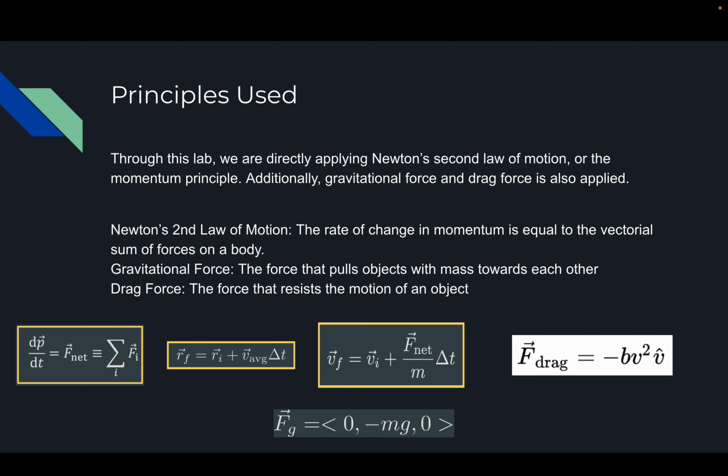Throughout this lab, we are directly applying Newton's second law of motion, or the momentum principle. Additionally, gravitational force and drag force are also applied. Newton's second law of motion states that the rate of change in momentum is equal to the vectorial sum of forces on a body. Gravitational force is the force that pulls objects with mass towards each other, and drag force is the force that resists the motion of an object. Here you can see the relevant equations: change in momentum, position update, velocity update, drag force, and gravitational force.